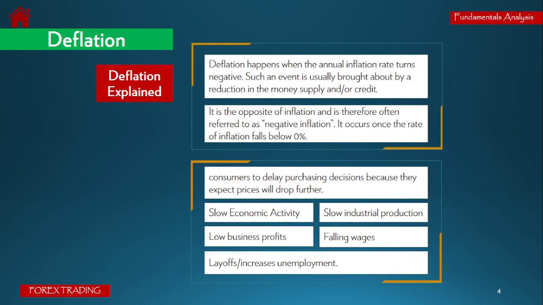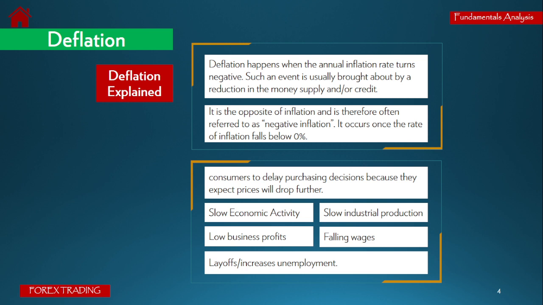Deflation usually happens when the annual inflation rate turns negative. Such an event is usually brought about by a reduction in the money supply or credit. It is the opposite of inflation and is therefore often referred to as negative inflation. It occurs once the rate of inflation falls below 0%.